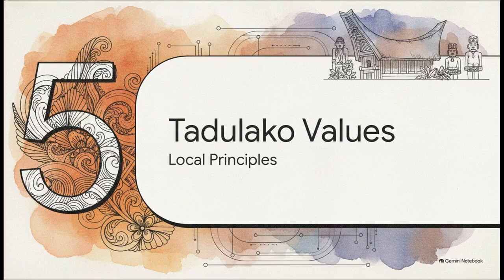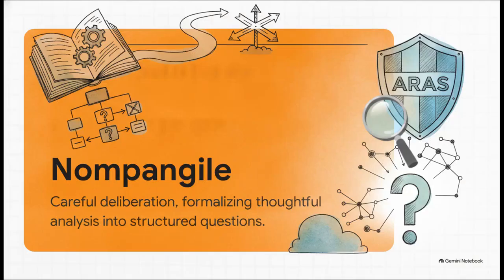Section 5. Tadulako Values in Action. Now, let's tie this all back to something deeply rooted in your own local identity. In Tadulako culture, there is the vital principle of Nompangile, which means careful deliberation. When you really think about it, the entire ARAS framework is essentially Nompangile formalized for the digital age. By stopping to ask those critical questions about accuracy, relevance, authority, and security, you are practicing careful deliberation. You're refusing to rush. You are formalizing thoughtful analysis right into your everyday academic routine.